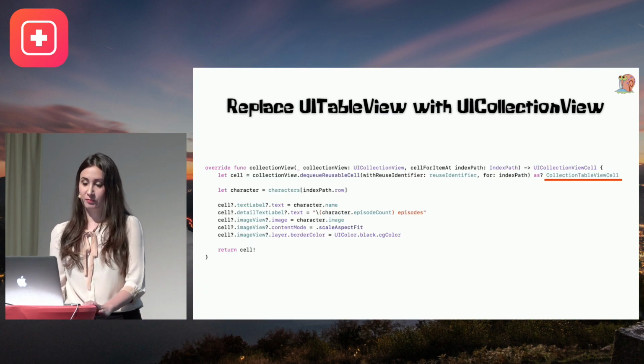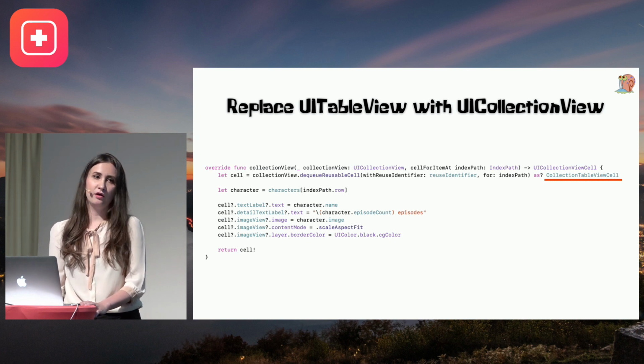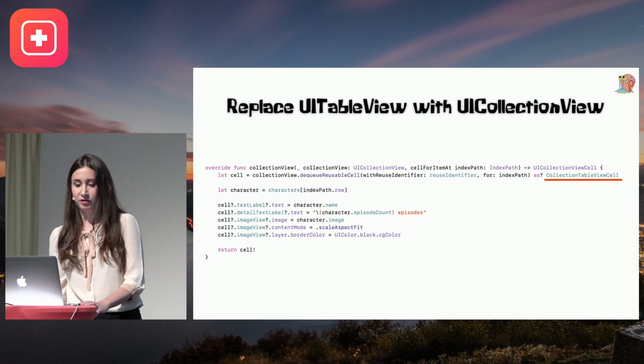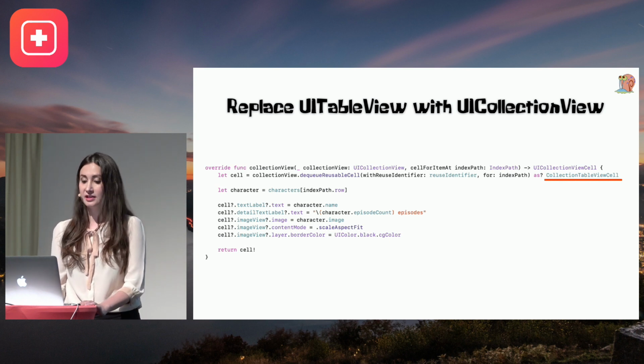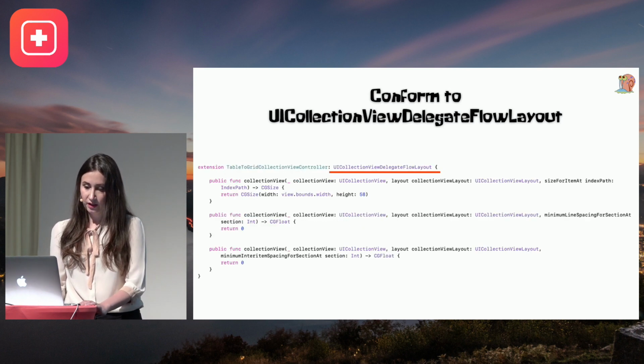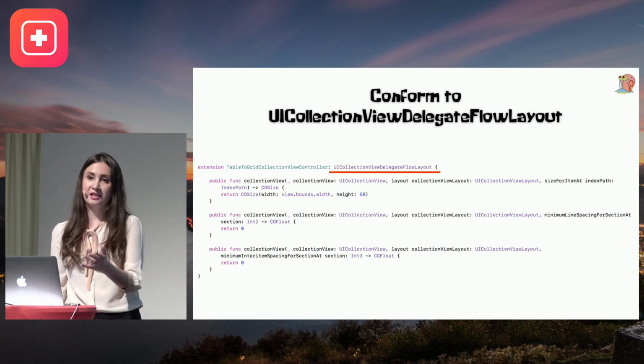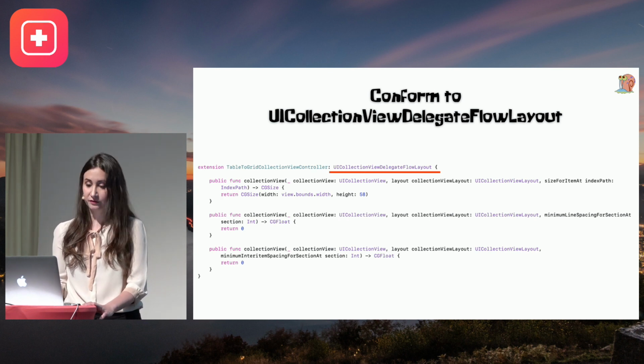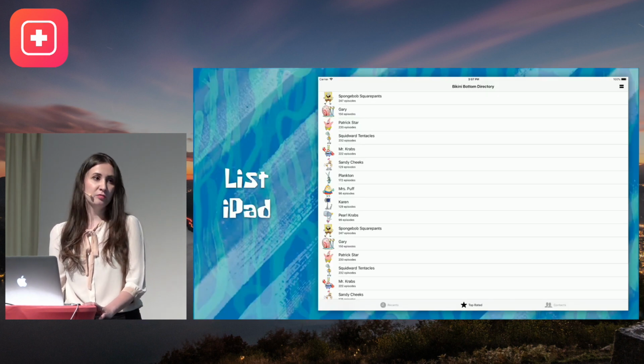Here, I've just replaced the table view with a collection view. I've made a class called collection table view cell, which is a collection view cell that looks exactly like a table view cell. I've given it all the same properties as a table view cell. And then once again, we need to conform to UICollectionViewDelegateFlowLayout. I haven't done anything special here, just made it the same as a table view. And it looks arguably a lot worse than it did at first.